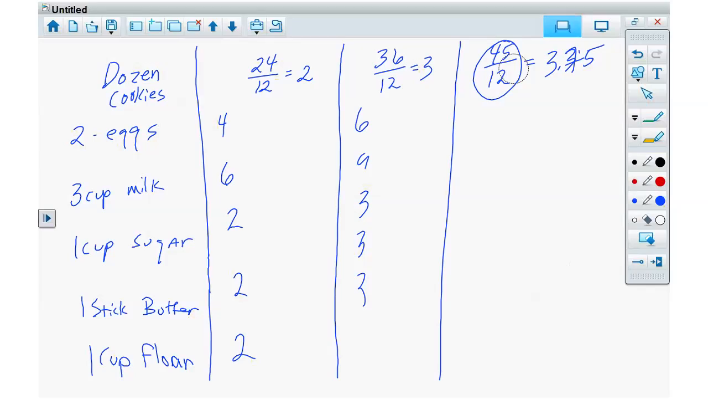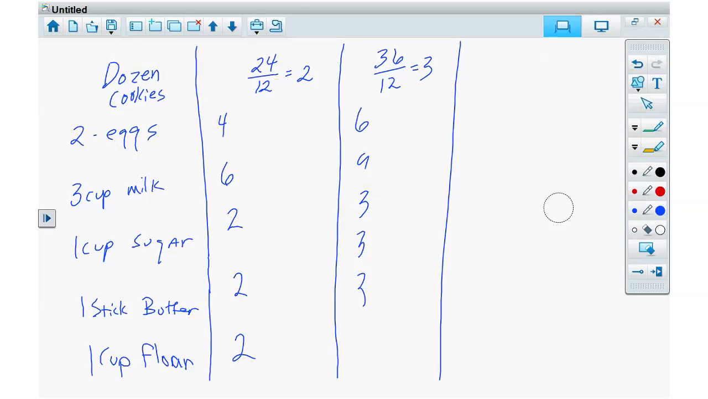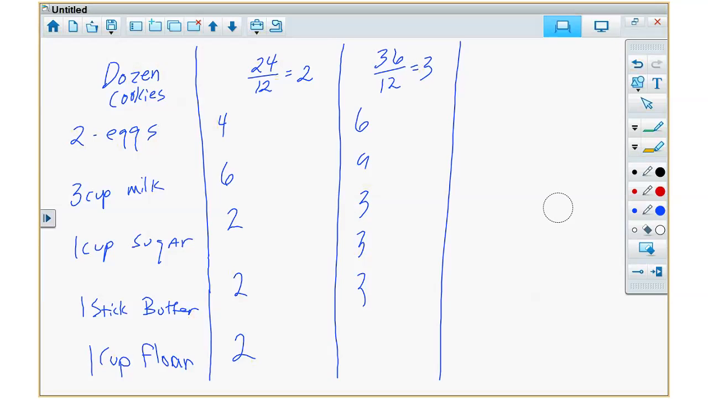All right, let's say I give you a recipe, and that recipe makes 12 cookies. Everybody with me? Everybody awake? All right, 2 eggs, 3 cups of milk, 1 cup of sugar, 1 stick of butter, 1 cup of flour. And I say that makes 12 cookies. Then what do I do if I want to make 24 cookies? Well, to get the multiplier, which is 2, I divide 24 by 12. Because this is the number that I want. And this is the number that the recipe what? Makes. Okay?